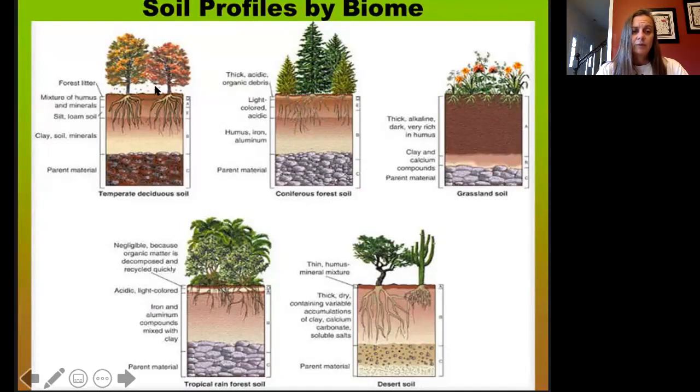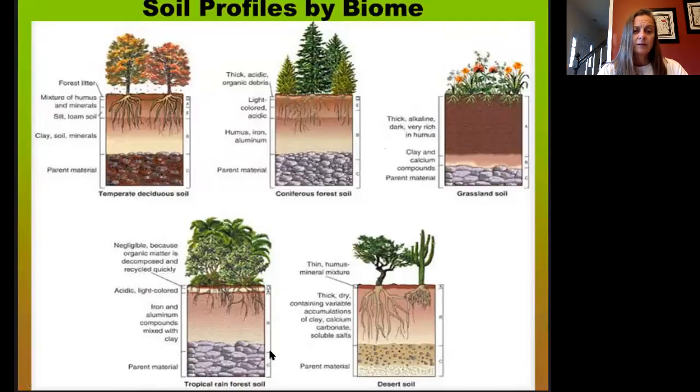The deciduous forest, because it drops its leaves once a year, does have generally a thicker layer of that O horizon. It has a heavy mixture of humus and minerals. It tends to have a silty, loamy soil. And underneath that, you'll have a clay soil and then your parent material. So very similar in that they both have thick organic layers and heavy A and B layers as well.